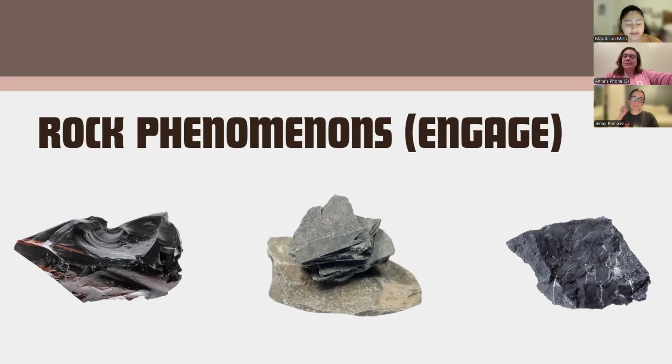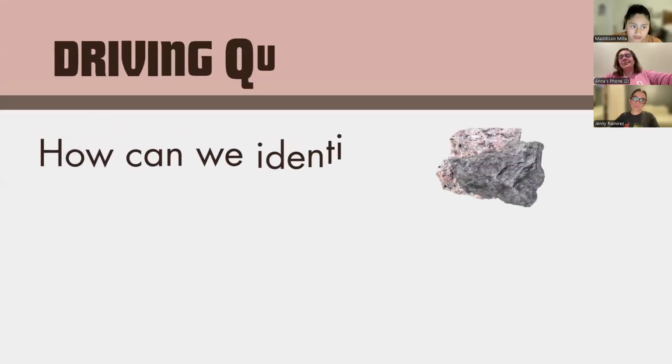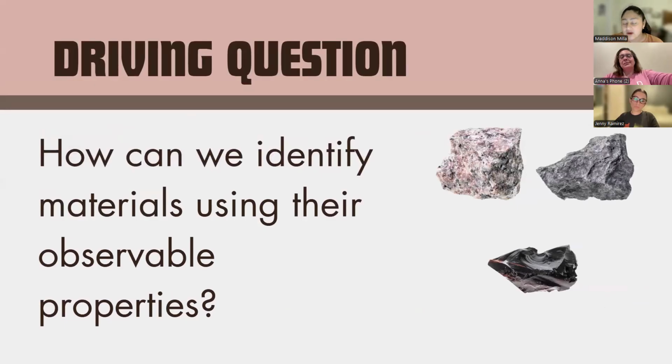And we'll be having leading questions like, what do you notice about your rock? How is it similar or different from your partner's? What do you think your rock might be made of? And that will ultimately guide us into our driving question of how we can identify materials using the properties in front of us. So how can we identify rocks like the one on this slide? By noticing, is the rock smooth? Does it have texture? What do we see, the speckles? What are those things?